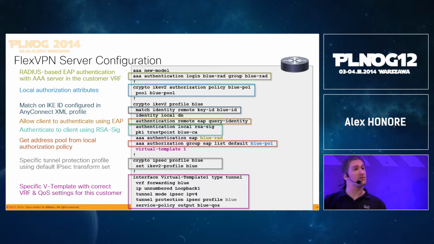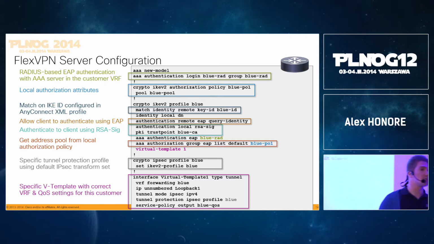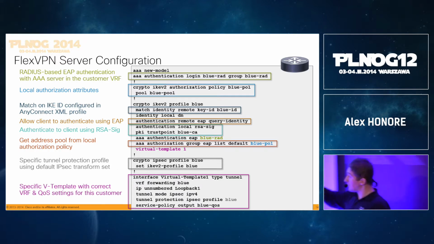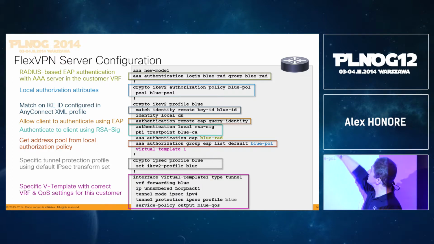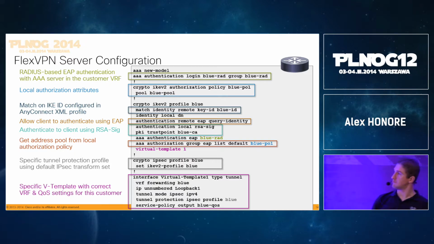So I distribute profiles. This was for AnyConnect. I distribute profiles that have the right identity configured. So it will just enable me to land in the customer's IKEv2 profile. I configure EAP authentication, and I point my EAP authentication to the specific customer's AAA server. I authenticate using certificates. This is mandatory for the server.